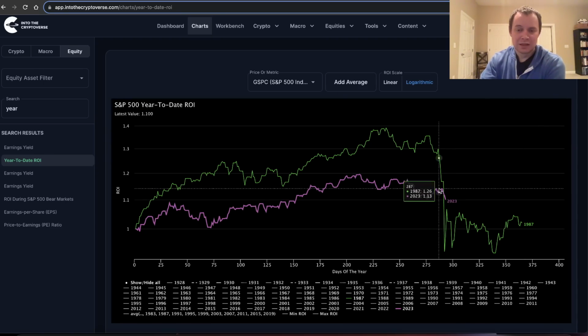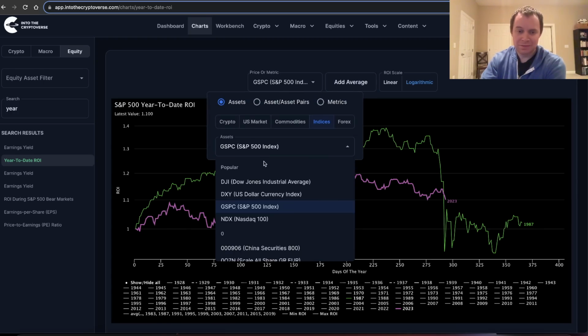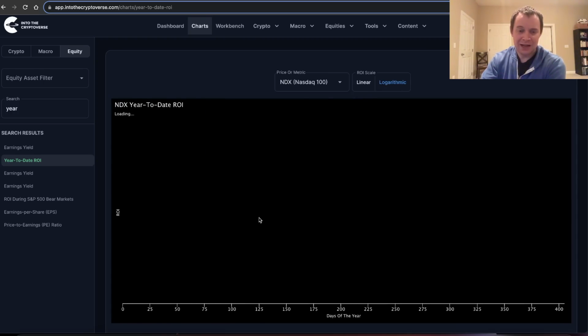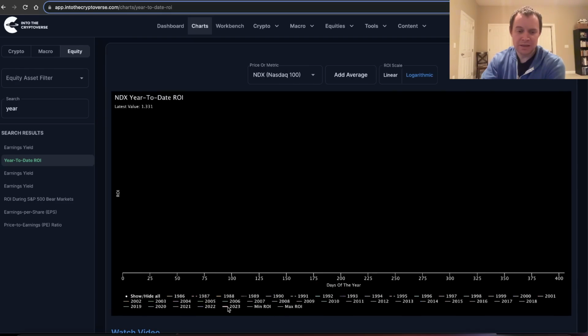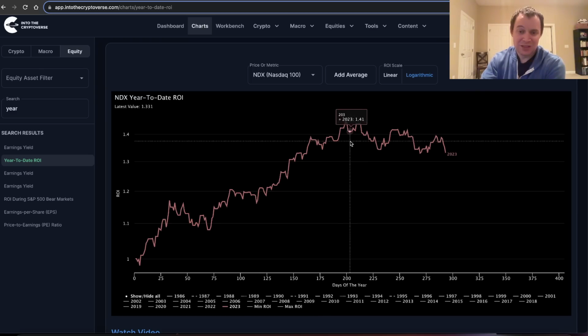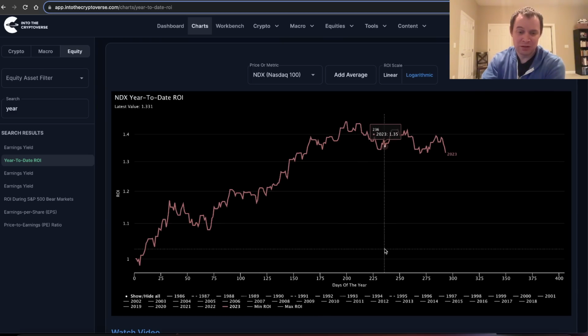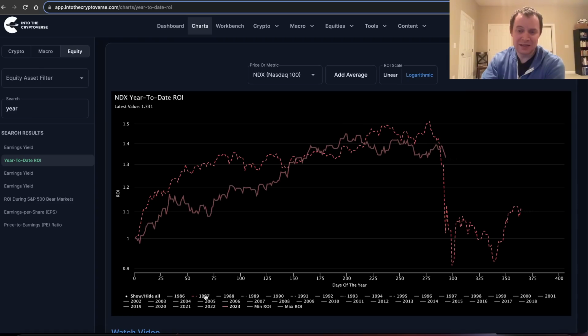Well, maybe the S&P didn't go up that much, but the NASDAQ did, okay? And if you look at the NASDAQ year-to-date ROI in 2023, you can see it went up about 40%. And if you overlay 1987, that's what it looks like, okay? So am I saying this has to happen? Absolutely not. We know that the S&P 500 at this point is where it normally is in pre-election years. We know that.